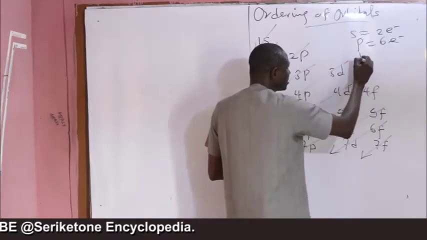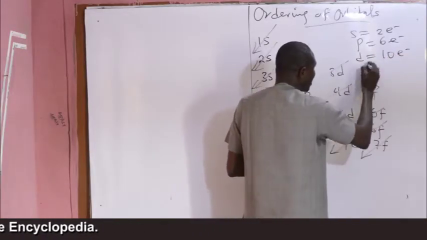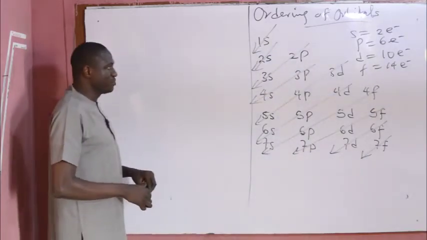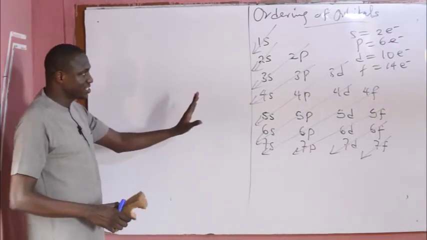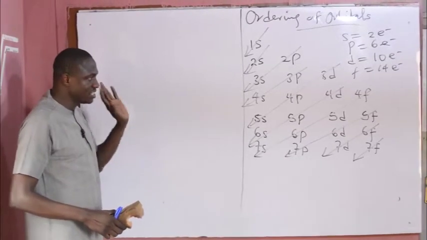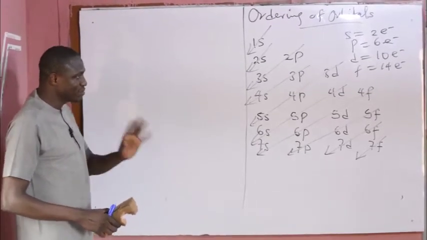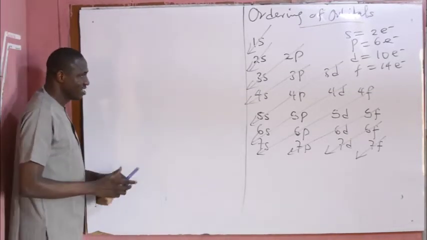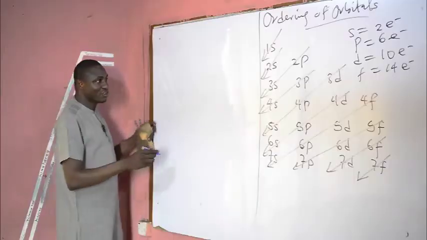And do not forget that s takes a maximum of 2 electrons, p takes a maximum of 6, as explained in the previous episode, d 10, and f 14. This is because the blocks of elements in the periodic table presently are just 4: s, p, d, f. There is no element that belongs to the g subshell. It has not been discovered. So let's look at examples on some of the elements.